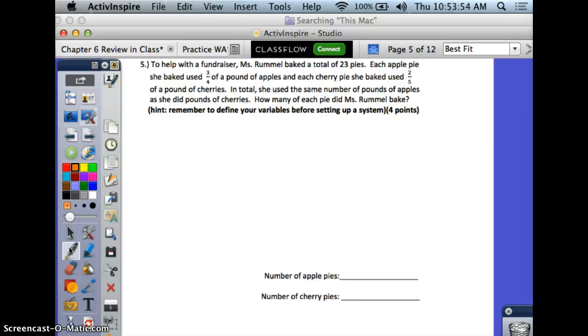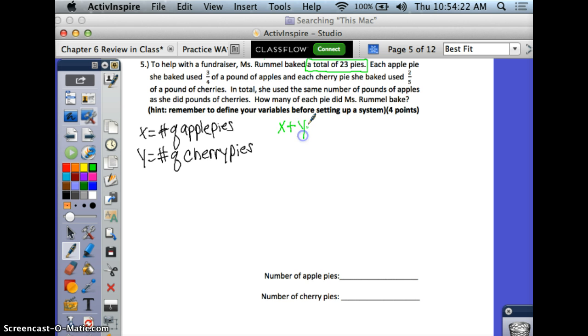Well, the first thing, let's define. X is asking how many of each pie. X would be the number of apple pies, and y equals the number of cherry pies. If you read through the very first sentence, it says she baked 23 total pies. So the number of apple pies, x, plus the number of cherry pies, y, has to equal 23.